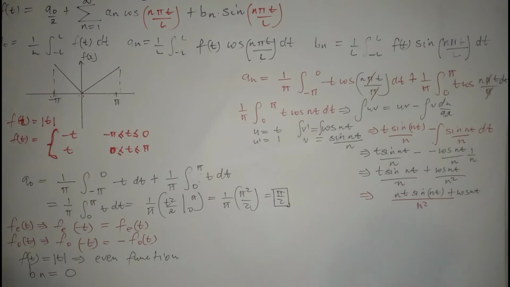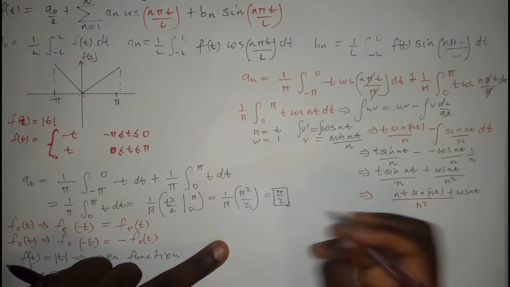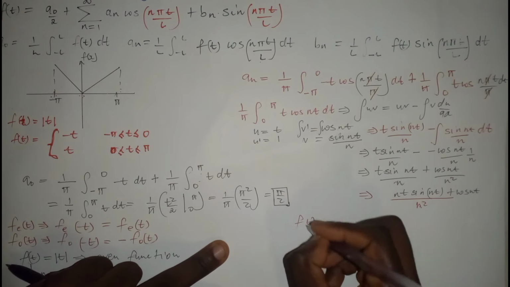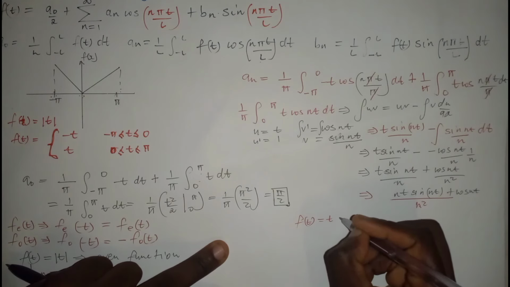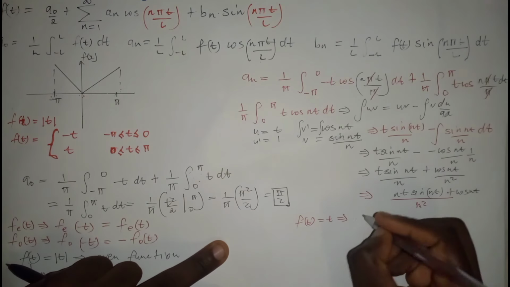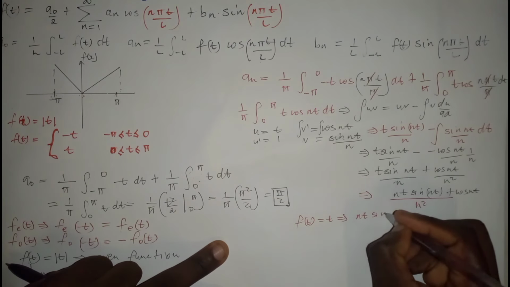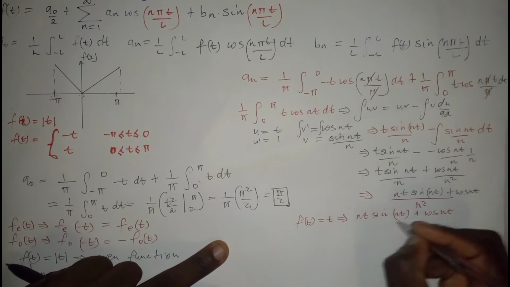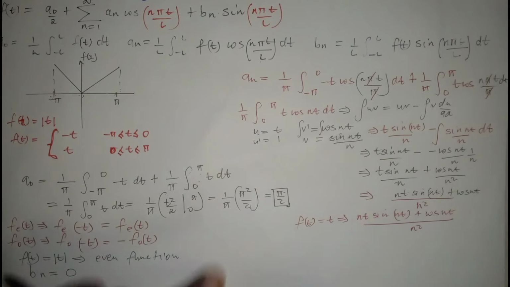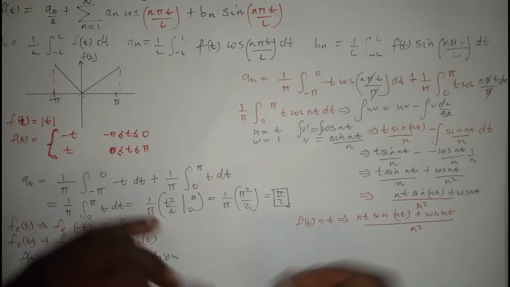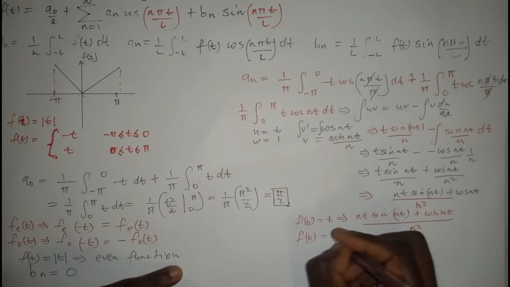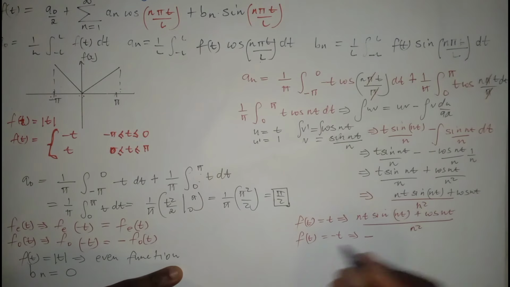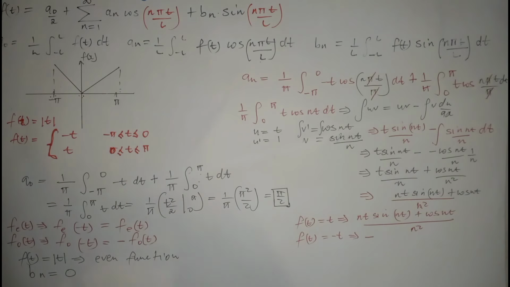Okay, so let me write it here. For f of t equals t, what do we have? We have nt sine nt plus cos nt, divided by n squared. What about for f of t equals negative t? We're just going to put a negative here and write what we've just written here.